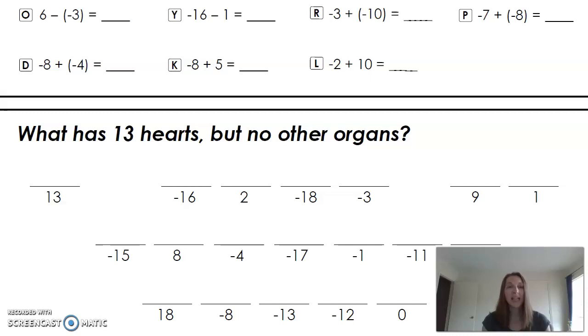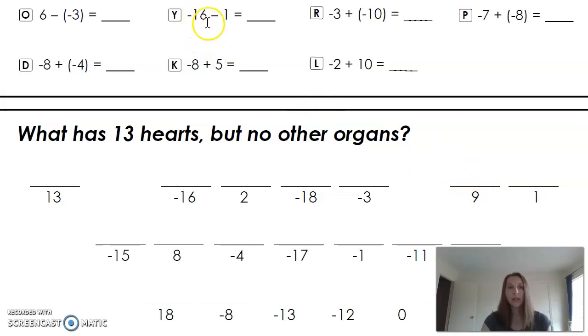So 6 minus negative 3. We're going to keep our first integer, change our operation to add, and change our integer to positive. So what is 6 plus 3? 9. Where does 9 fall on this? Here we have a 9. So what letter are we going to input? O. Okay. You put an O here.